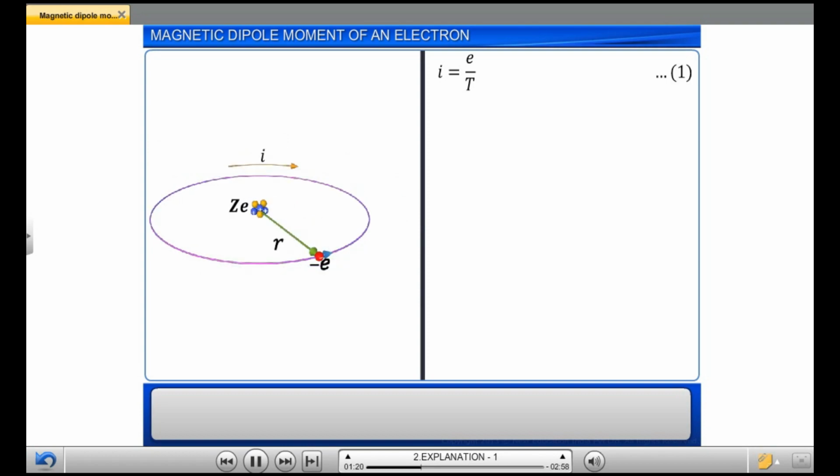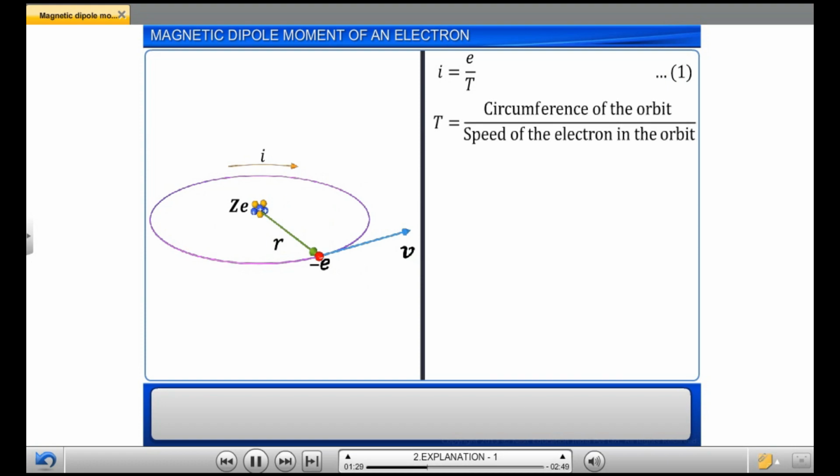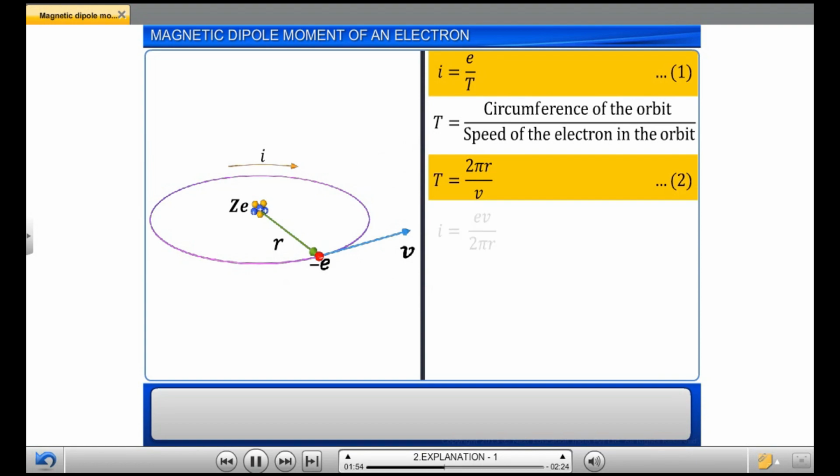When the electron revolves in the orbit of radius r with a constant speed v, then the time period of revolution T is equal to the circumference of the orbit divided by the speed of the electron v. The circumference of the orbit of radius r is equal to 2πr. Hence, T is equal to 2πr by v. Let this be equation 2. Substitute equation 2 in equation 1 to arrive at the relation I is equal to ev by 2πr. Let this be equation 3.